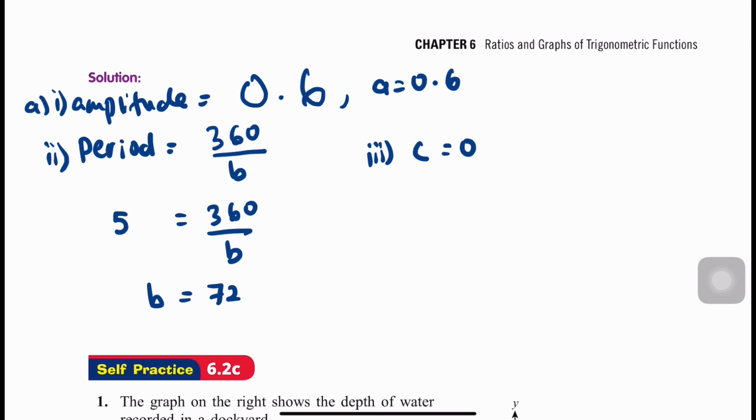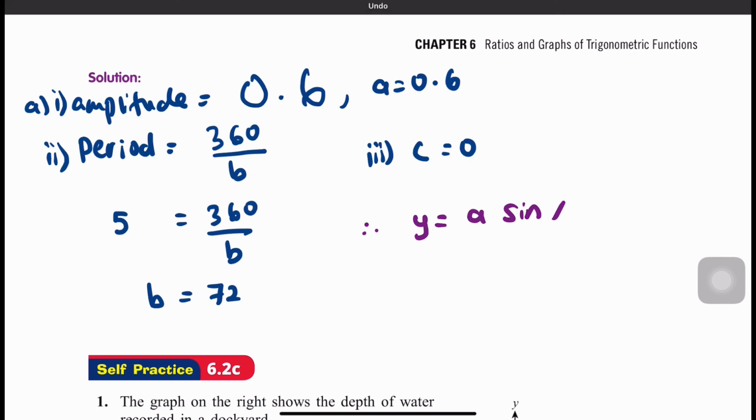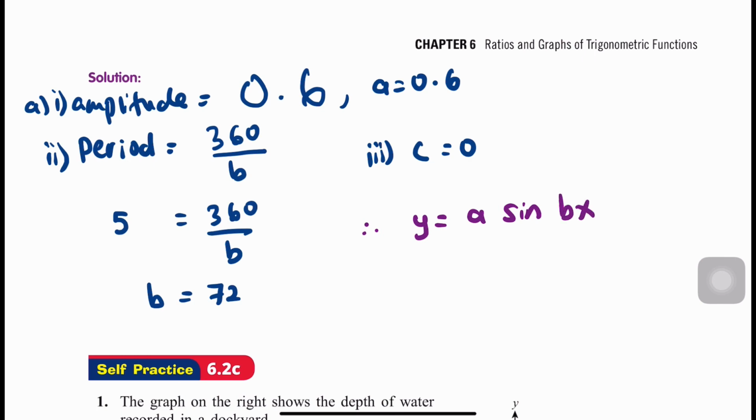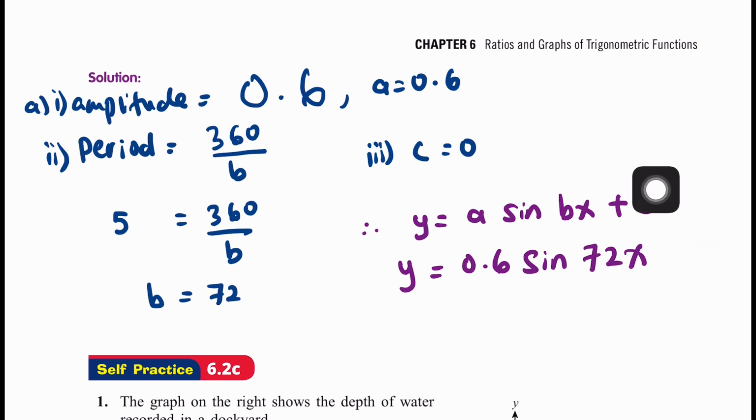So macam mana kita nak tahu? Kita ada Y equals to A sin BX plus C. So what is our general equation for that graph? So kita ada Y equals to 0.6 sin 72x. C is 0. So inilah kita punya function.